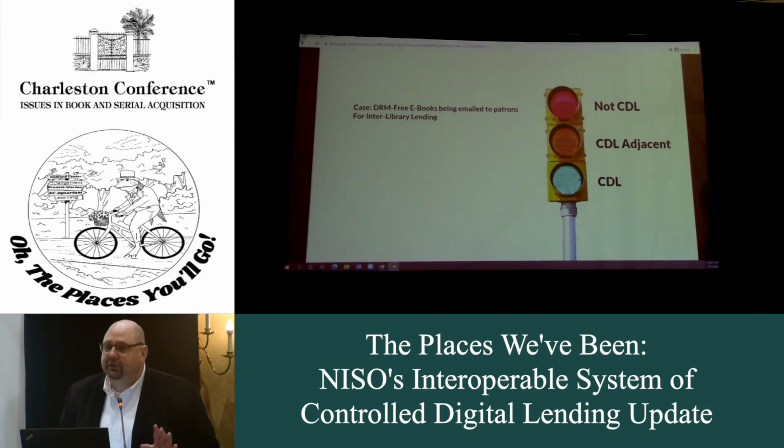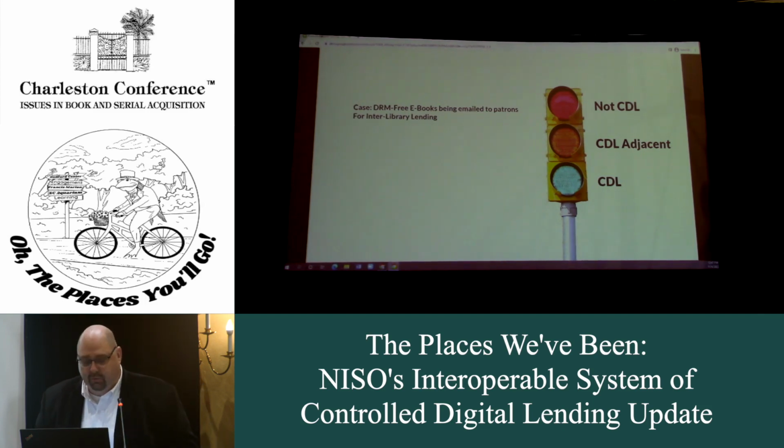So the first use case that was presented to this group was DRM-free ebooks that are being emailed back and forth to patrons for interlibrary lending. Is that considered CDL?